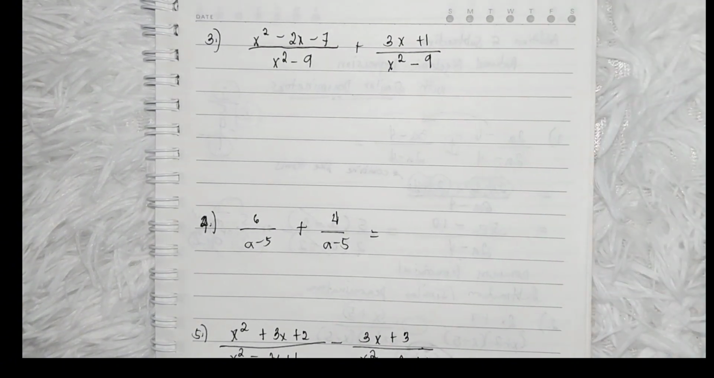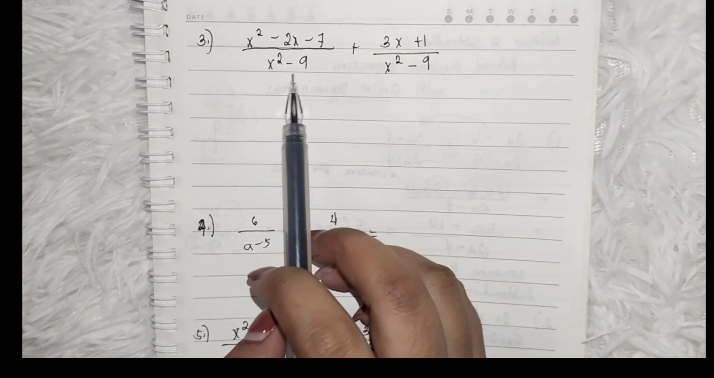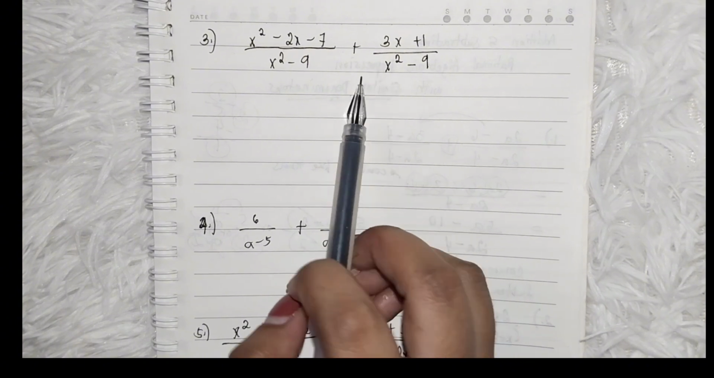Okay, on my profile. So we have here x squared minus 2x minus 7 over x squared minus 9 plus 3x plus 1 over x squared minus 9.